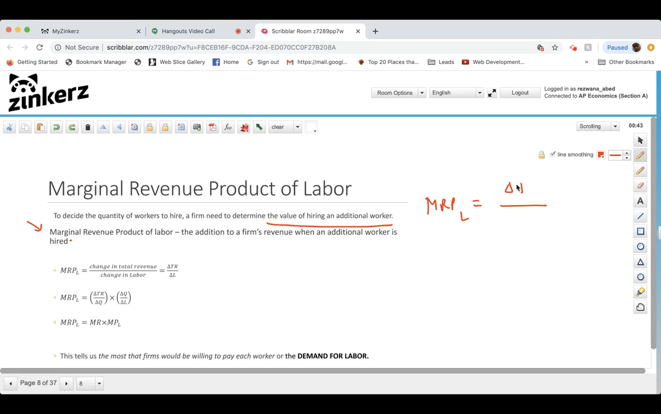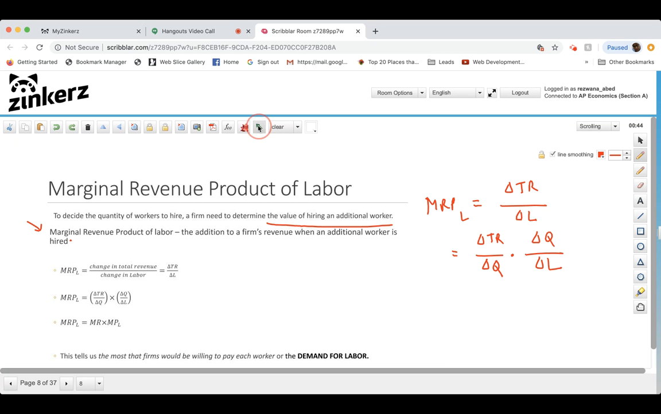If we manipulate this a little bit more, we get the change in total revenue divided by the change in quantity, times the change in quantity divided by the change in labor. As you can see, these two cancel out each other, and we're left with the change in total revenue divided by the change in labor. But by bringing in this additional component, this allows me to look at it from a different perspective, because both of these are things we are very familiar with.